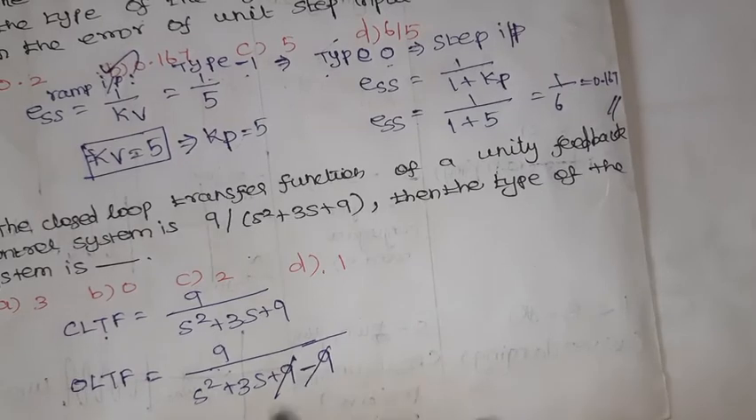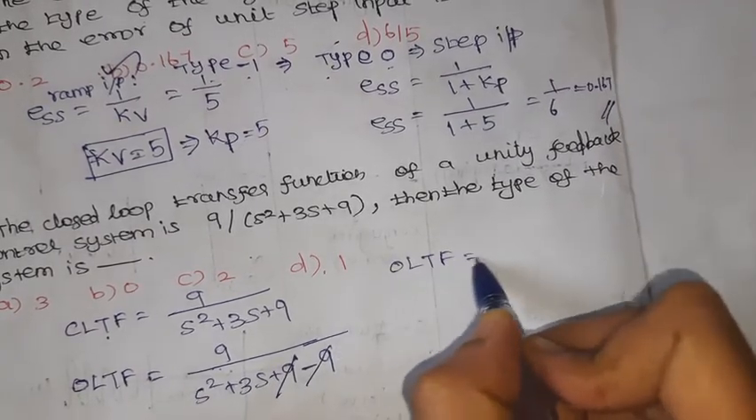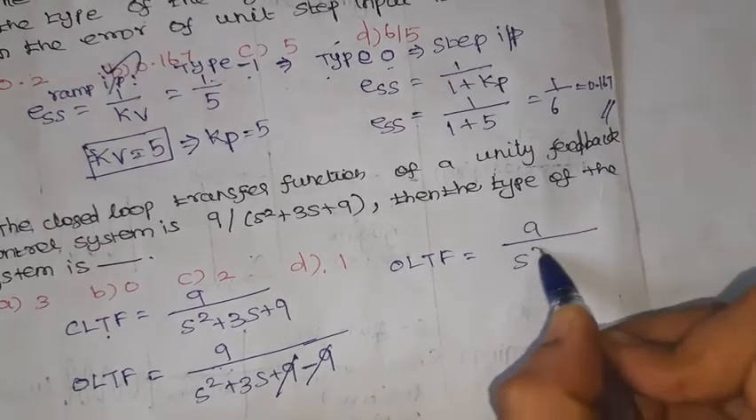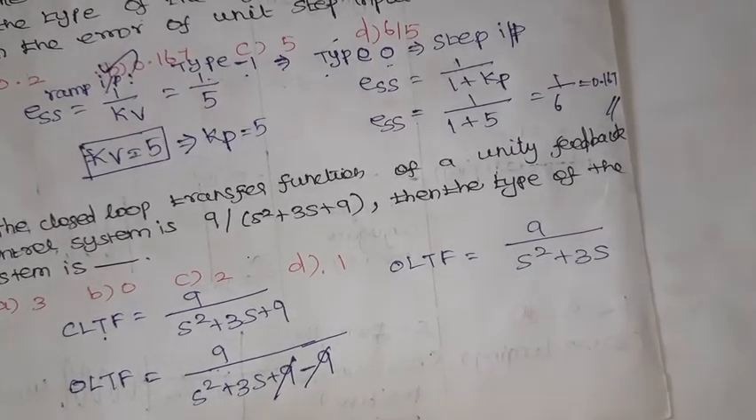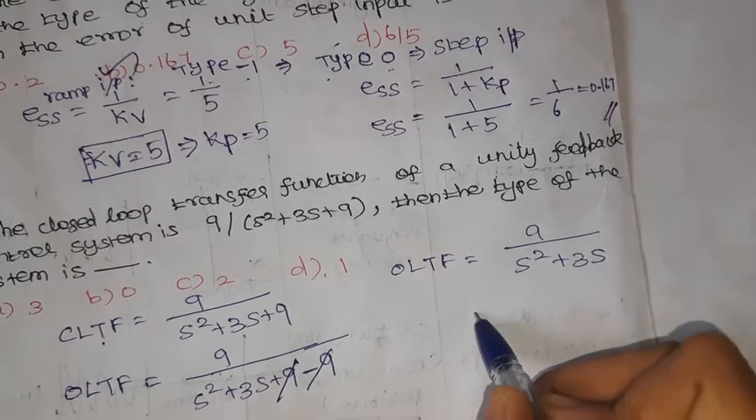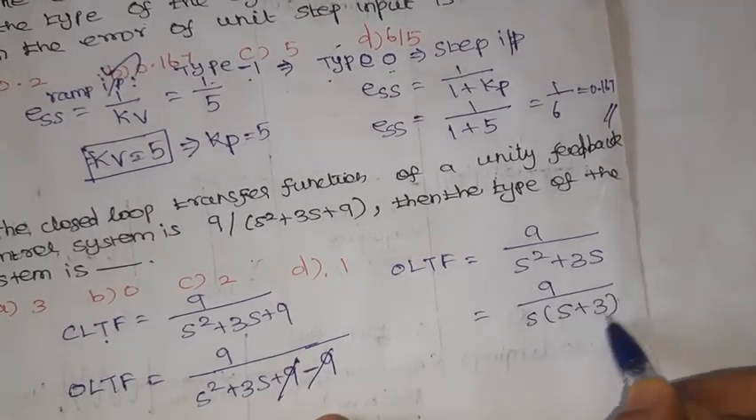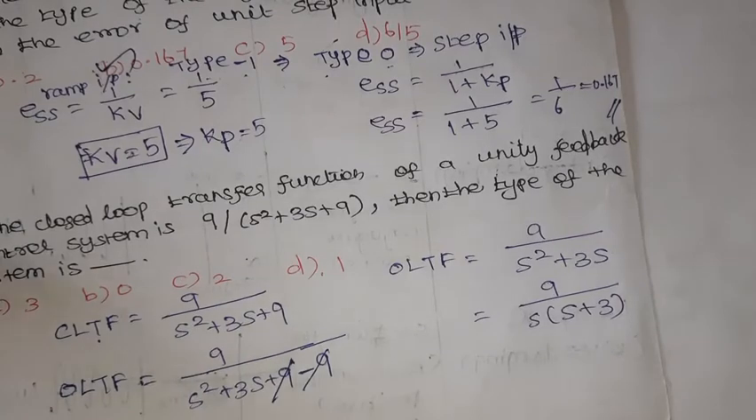So this and this get cancelled. What will we get? The open loop transfer function is 9 divided by s squared plus 3s. What is the type of the system? The type of the system is nothing but the number of poles located at the origin.